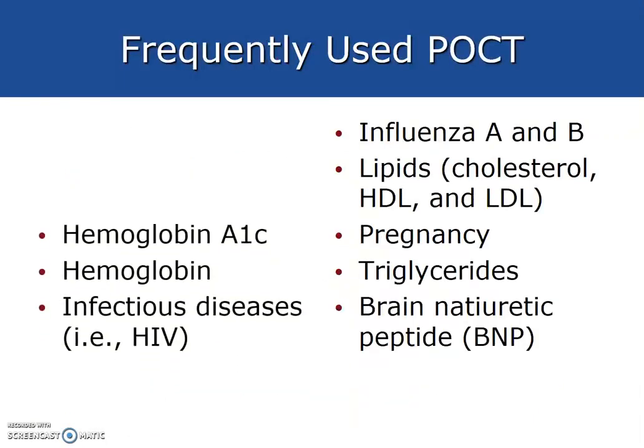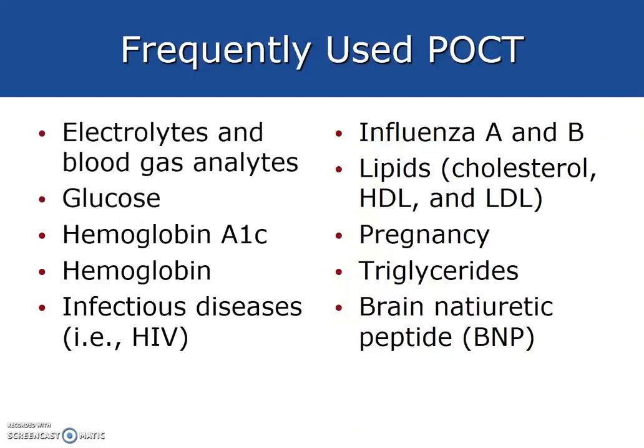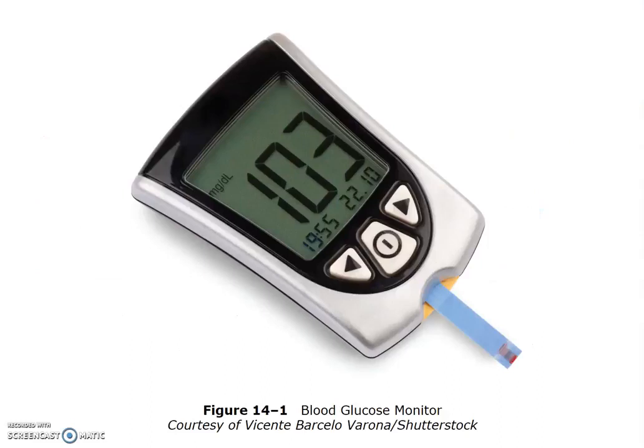Frequently used point of care testing, I will have you review the slide on your own, but common ones we utilize in our lab are for glucose levels, influenza A and B, lipids, triglycerides. We can also perform these for electrolytes and blood gas analytes as well. This is an image of a glucose meter.